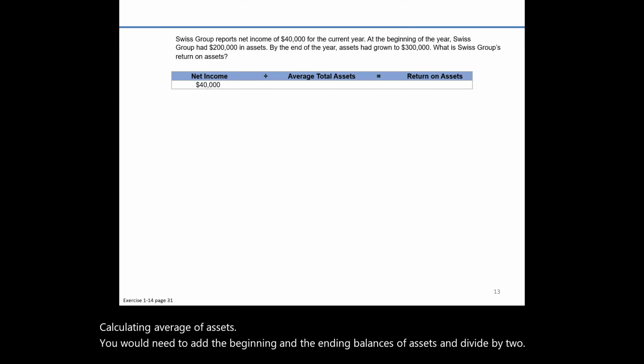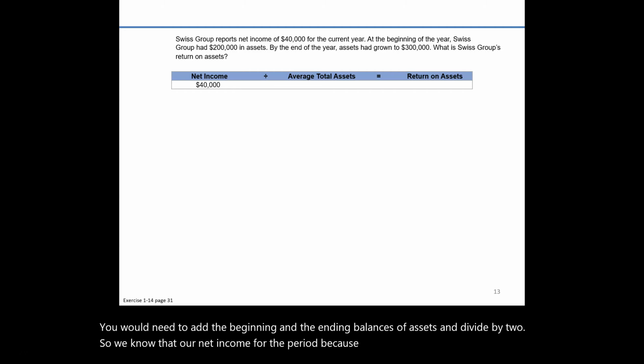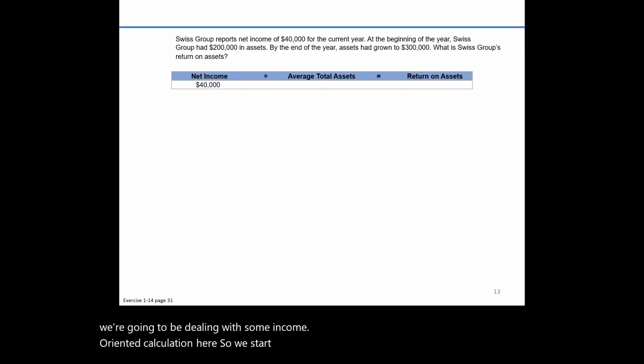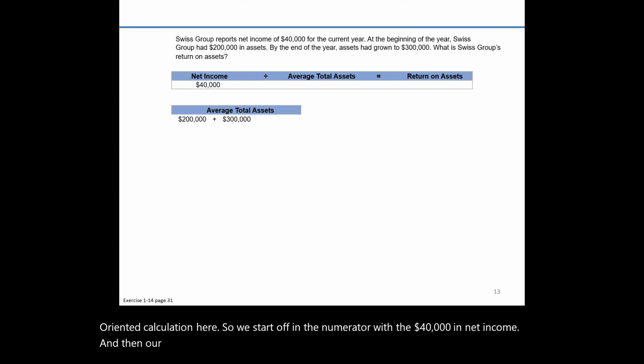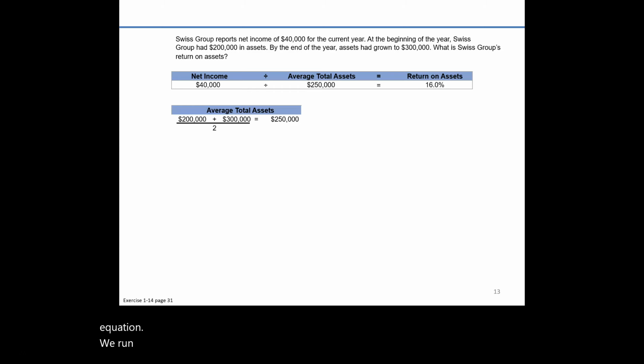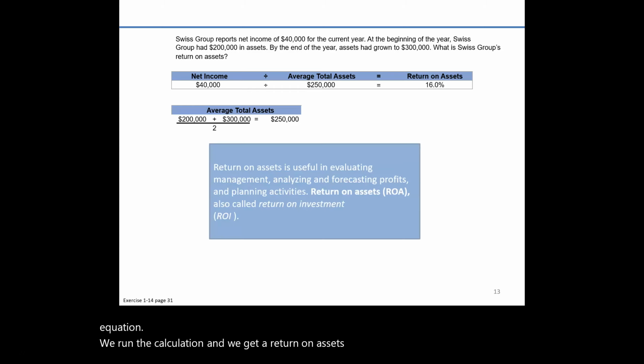So we know that our net income for the period, because it says return on, we always know we're going to be dealing with some income-oriented calculation here. So we start off in the numerator with the $40,000 in net income. And then our average total assets, as I said before, is just the $200,000 plus the $300,000. We divide it by 2 to come up with the average, and it's $250,000. So that's what we plug into our equation. We run the calculation, and we get a return on assets of 16%.